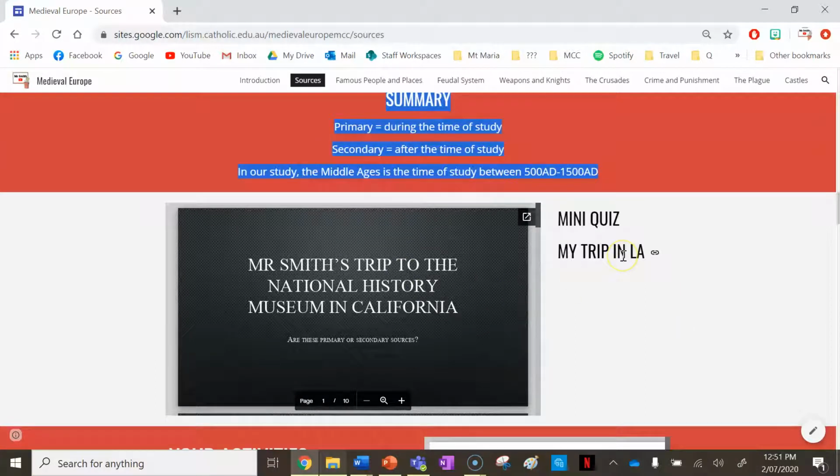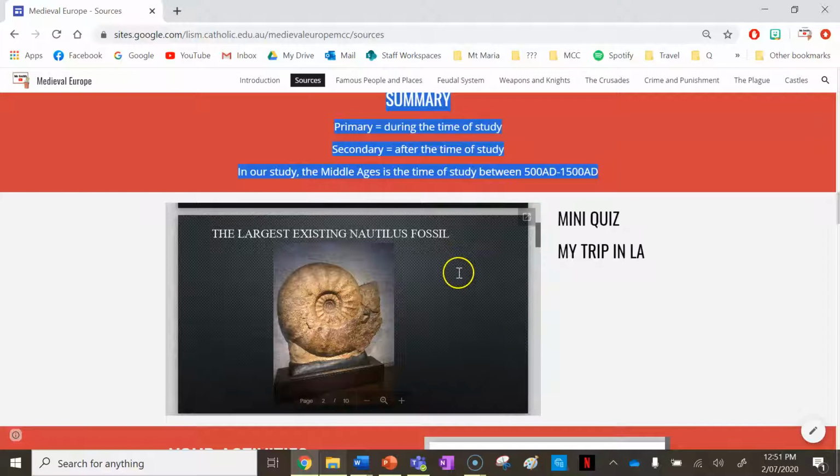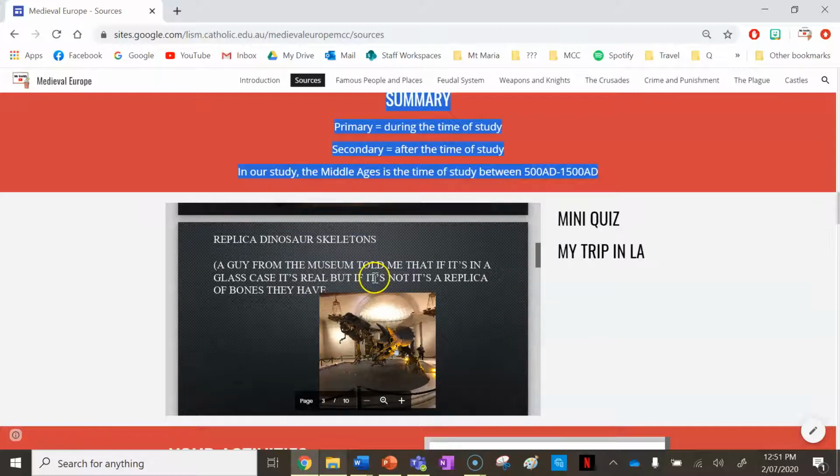Here I've put together a little PowerPoint of my visit to the Natural History Museum in California and guessing if these are primary and secondary sources. The largest existing Nautilus fossil. This is a primary source because it's an actual fossil that was made during the prehistoric era, so it's made during the time of study.